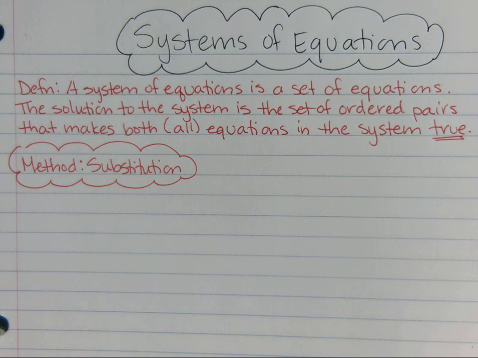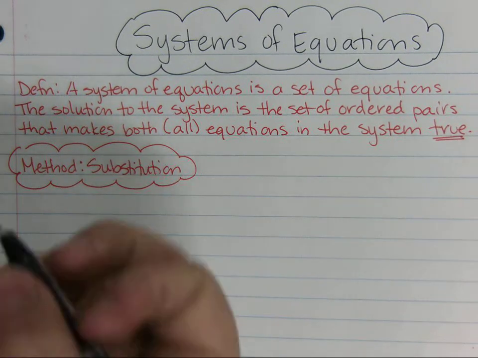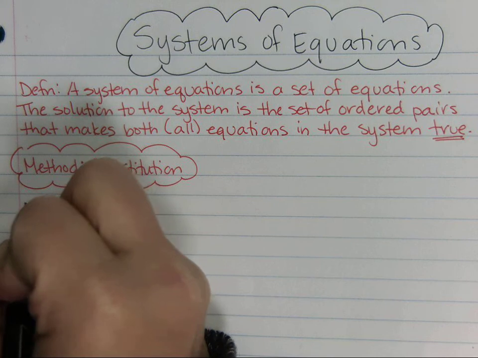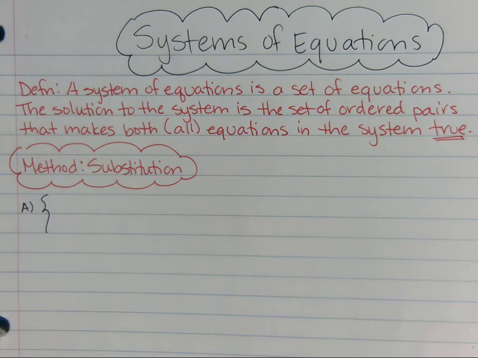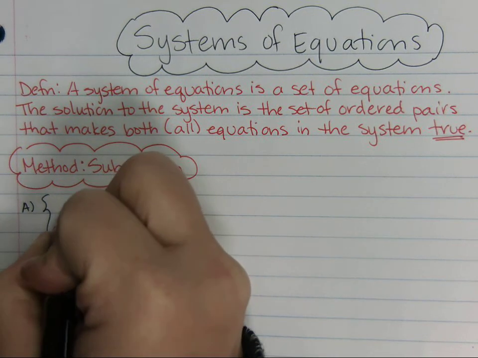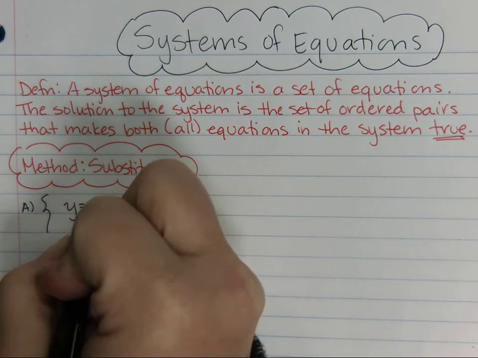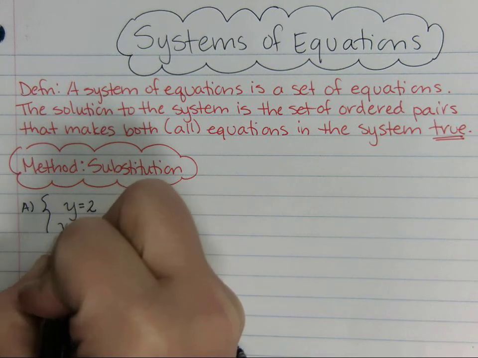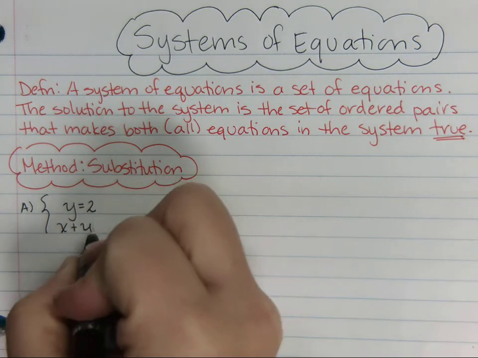And so let's just look at a few different systems and how we would want to attack those particular systems using this technique. So for our first example, we are going to use the system, and this is how you write a set. You use a little bracket. We're going to look at the system where y equals 2 and x plus y equals 4.